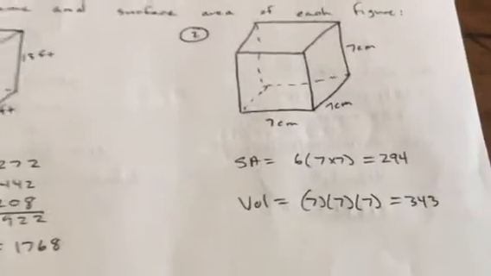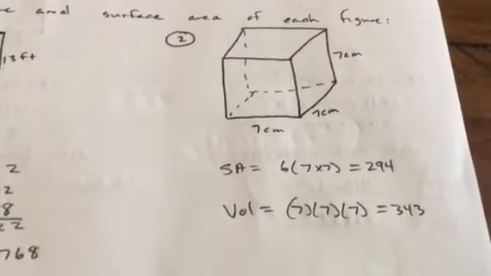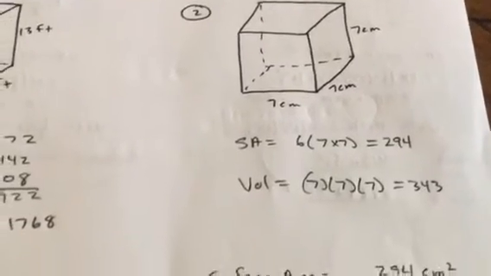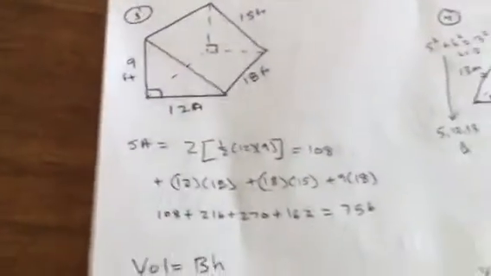Number two, you've got the cube. You have six sides that are all 7 by 7. That's how you get the surface area. And volume is simply length times width times height. Now it's on to the triangular prism, where we might have some issues.